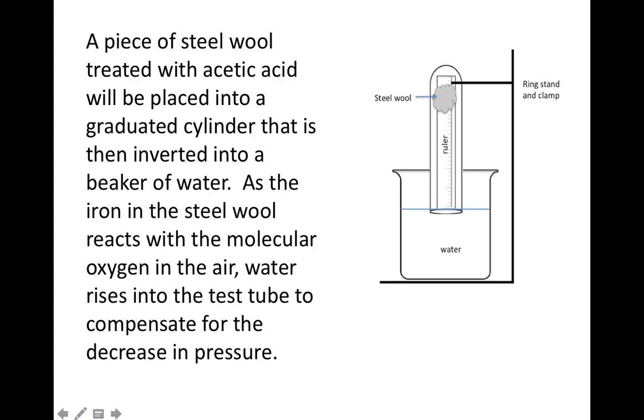So if you were actually doing the experiment, a piece of steel wool would be treated with acetic acid, which is our catalyst, and placed into a graduated cylinder that's inverted into a beaker of water. As the iron in the steel wool reacts with the molecular oxygen in the air, there's a change in the partial pressure of oxygen, right? And so there's going to be less pressure inside the graduated cylinder.